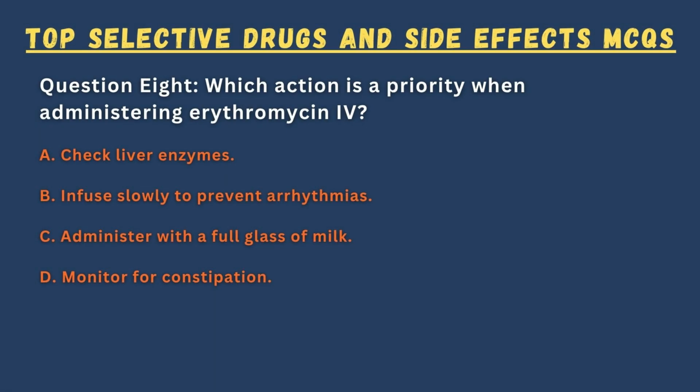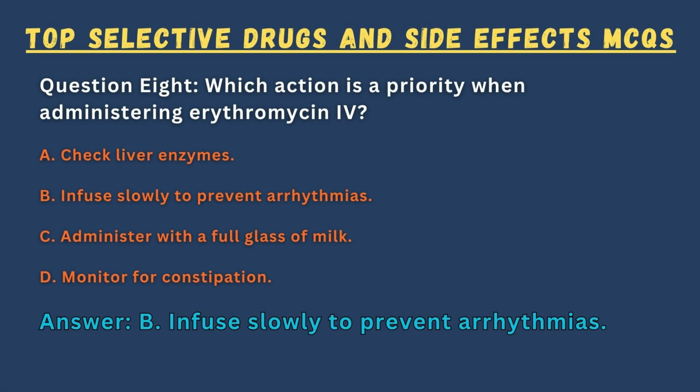Question 8. Which action is a priority when administering erythromycin IV? A. Check liver enzymes. B. Infuse slowly to prevent arrhythmias. C. Administer with a full glass of milk. D. Monitor for constipation. Answer: B. Infuse slowly to prevent arrhythmias.